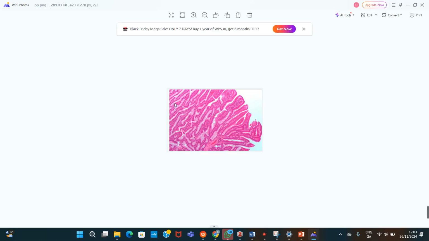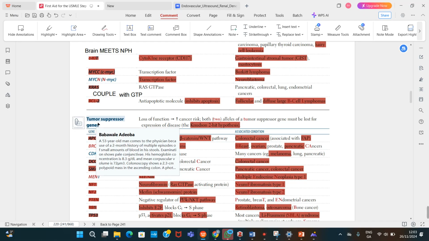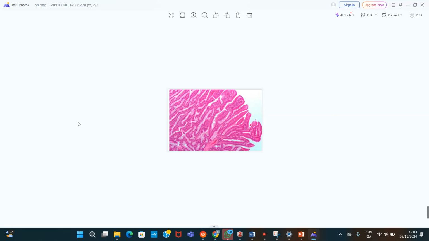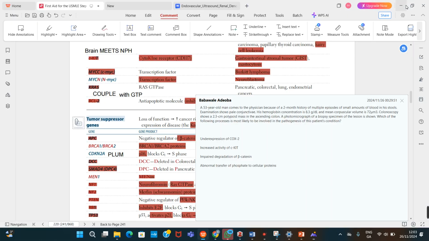Let's see the image. What do we have here? It looks like villous polyps. Dr. Babawala, can you show that diagram again, please? Okay, thank you. What are we going for? Just read the options.